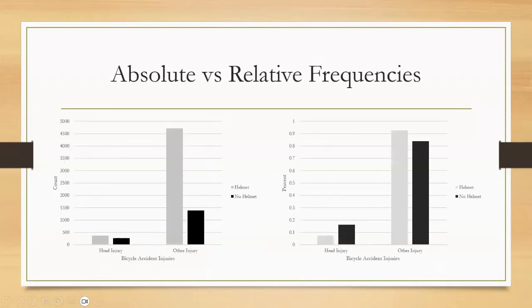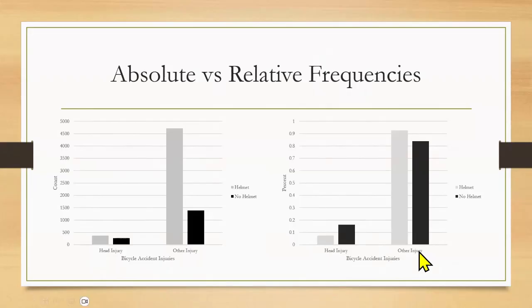All right, so like I said before, we want to compare the absolute frequency, the count, the actual raw data, how many people did we find, versus the relative frequencies. All right, relative frequencies, we're going to divide by the number that we got in each of these categories. So here we saw, strangely, that it looked like there were fewer head injuries than the no helmet group.